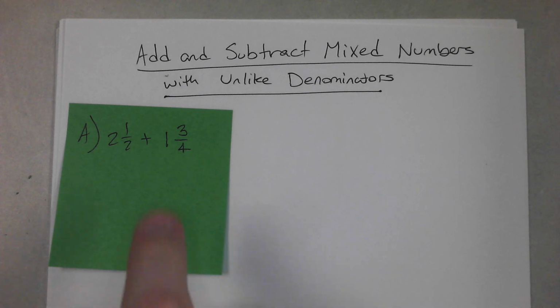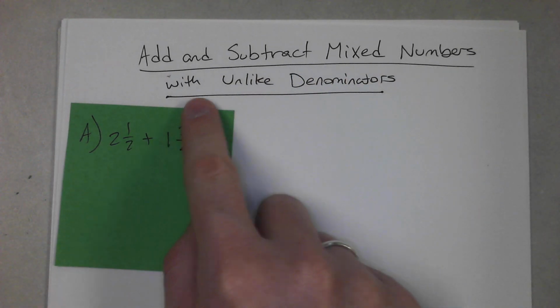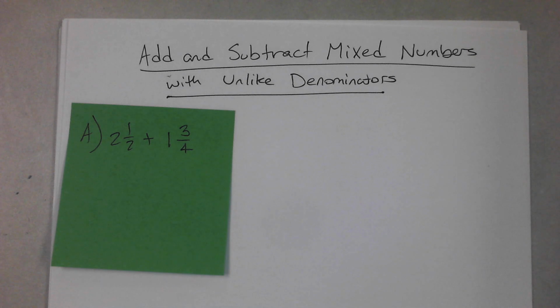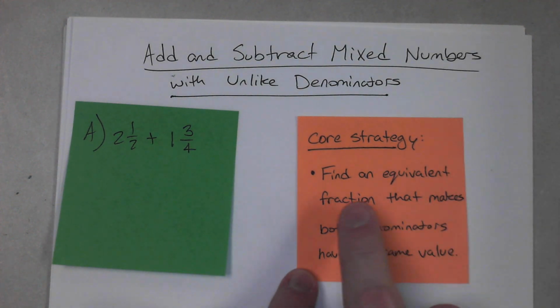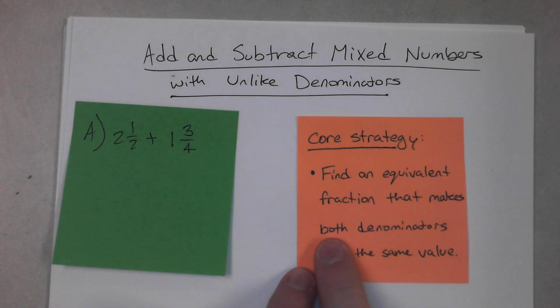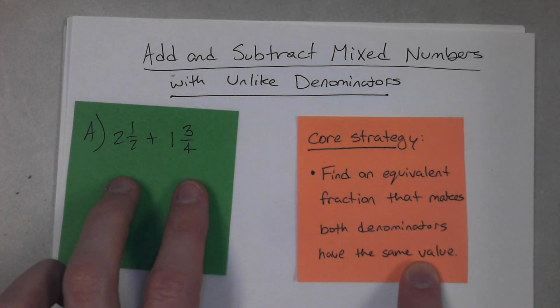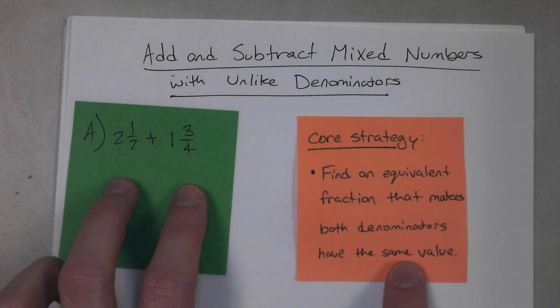This is a quick review of how to add and subtract mixed numbers with unlike denominators. So the core strategy for this is just the same as with regular fractions. Find an equivalent fraction that makes both denominators have the same value. But there's an additional strategy we need to know.